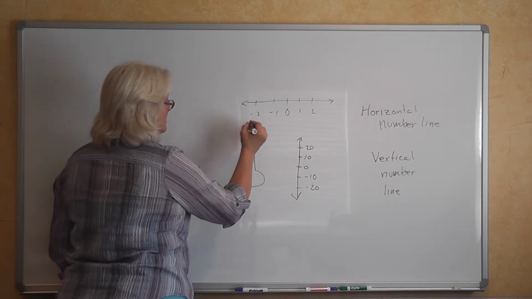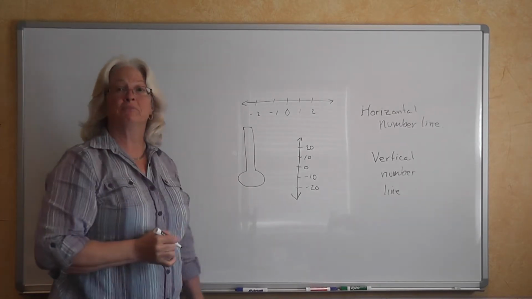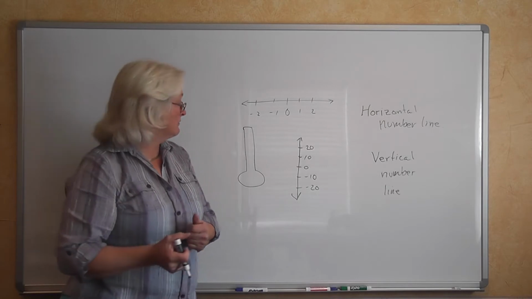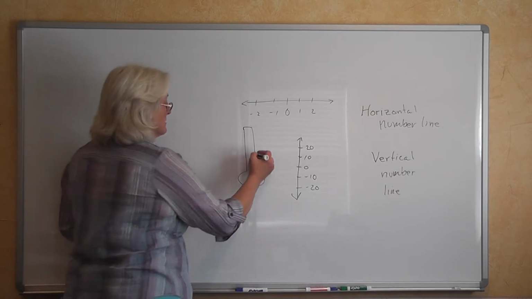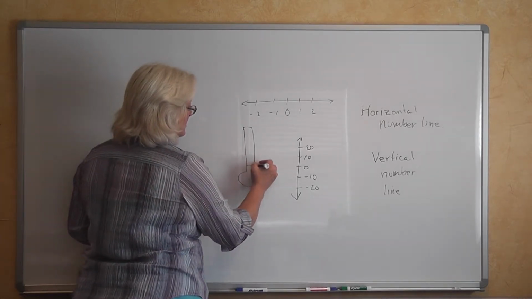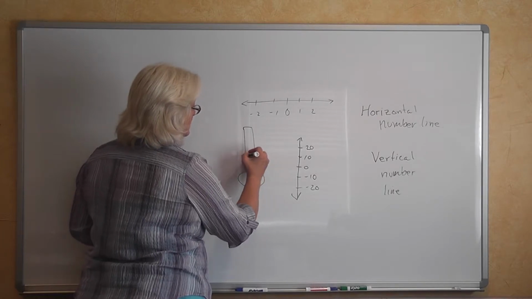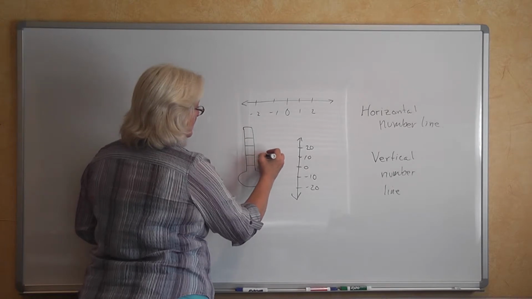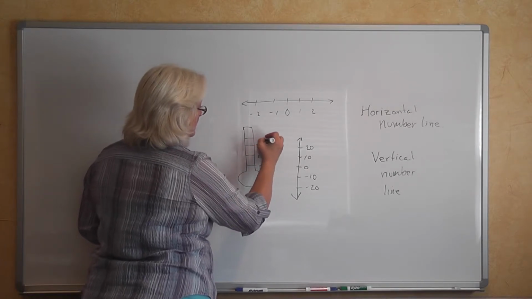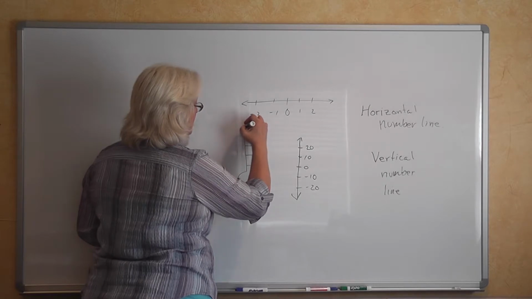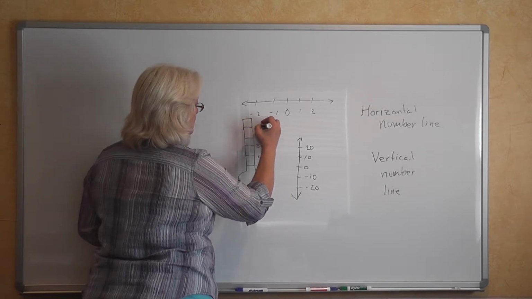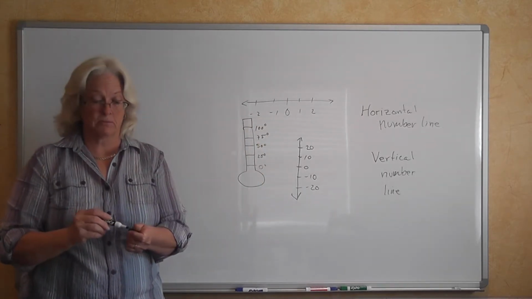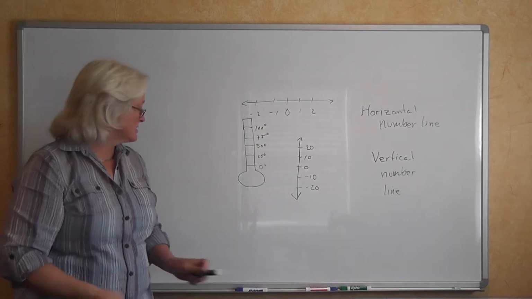Here's my fancy thermometer that I've drawn. Now, those of you who've had me before, you know drawing is not my gifting, but we're just going to work with me. So let's say that we have, here is 0 degrees, 25, 50, 75 degrees, and 100 degrees.